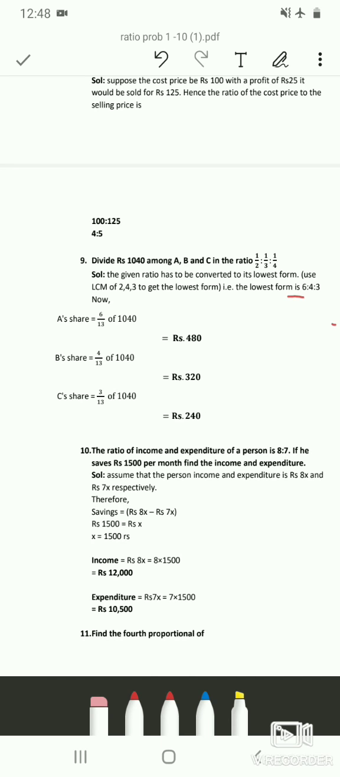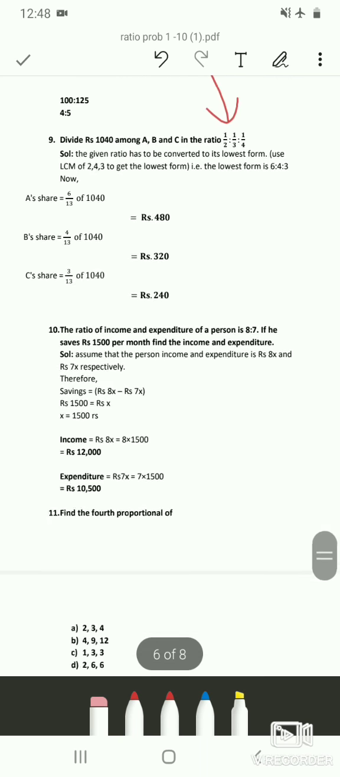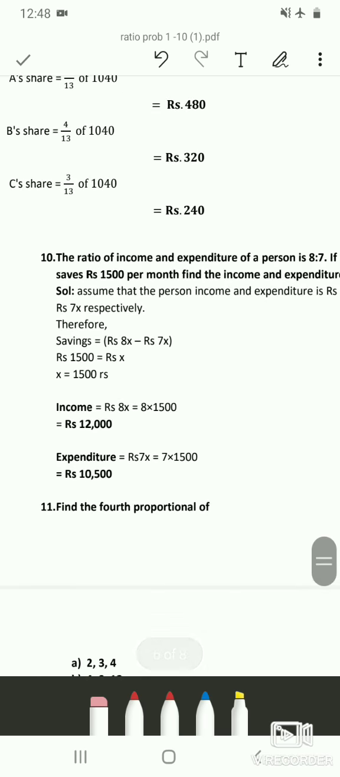So using that formula, we have found out the shares of A, B and C of a given quantity. The only difference here was the given ratio was not in its lowest form, so we have to convert it into its lowest form using the LCM, and then you have to simplify. So let's see the 10th problem.